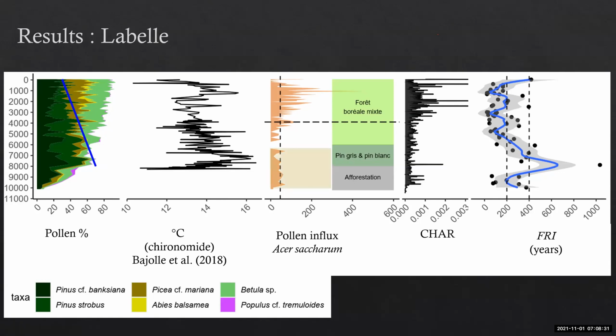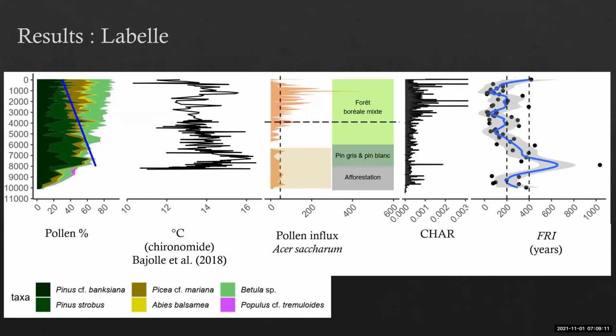And here you get the pollen influx of Acer saccharum. I'm going to come back to that later. You have here the charcoal accumulation rates and the fire reconstruction, the fire return interval in years based on the charcoal accumulation rate. On the Acer saccharum pollen influx, we can see that there is a continuous pollen influx of sugar maple between 10,000 and 7,000 years ago.